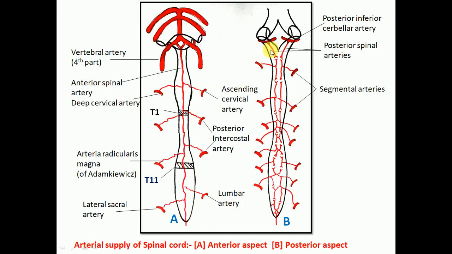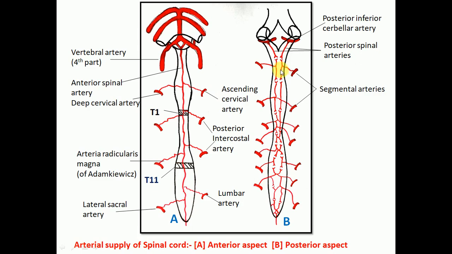On the posterior aspect, there are 2, right and left, posterior spinal arteries. They arise either from the vertebral artery or from the posterior inferior cerebellar arteries, and they run within the posterolateral sulcus present on the posterolateral aspect of the spinal cord. So in short, the anterior spinal artery supplies the anterior 2/3 portion of the spinal cord, and the posterior spinal arteries supply the posterior 1/3 of the spinal cord.